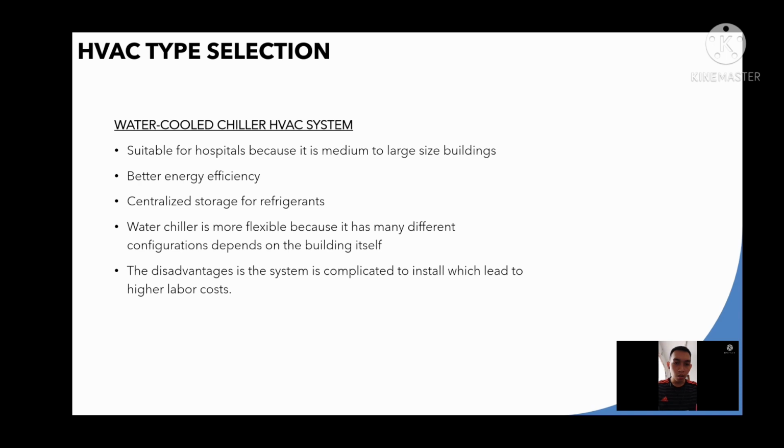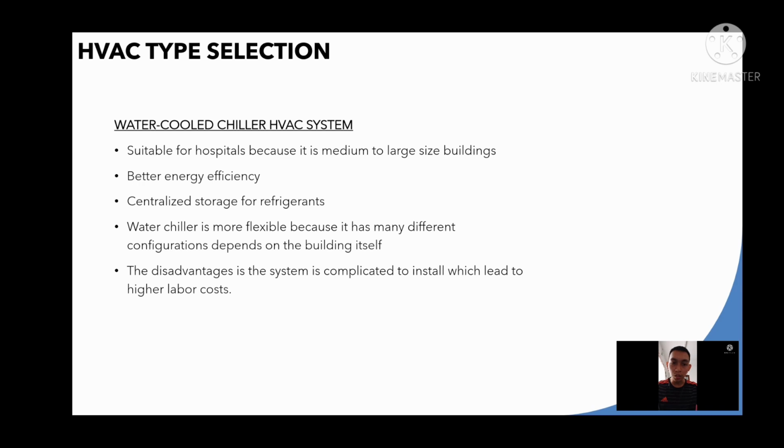Next, the water-cooled chiller HVAC system usually has better energy efficiency. This will reduce the electric consumption. The water-cooled chiller HVAC system also has centralized storage for refrigerants. This is considered an advantage because when the technician is doing the maintenance, it is much easier for them to maintain the HVAC system because all of the refrigerants are in one place.